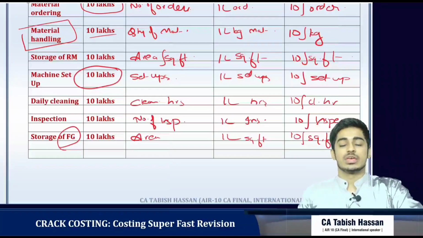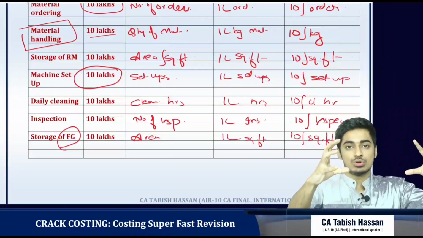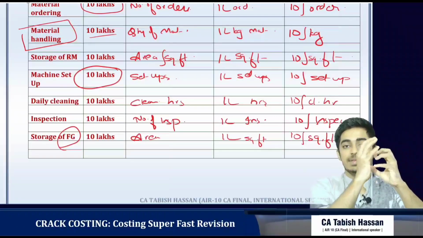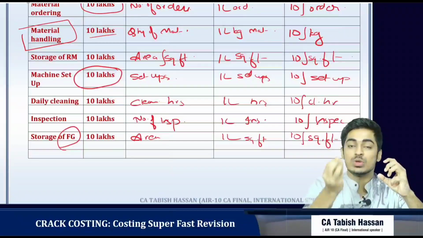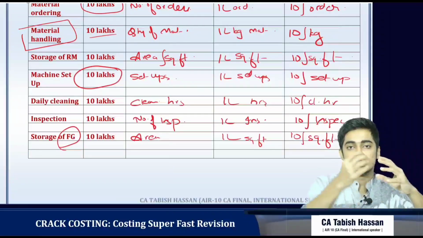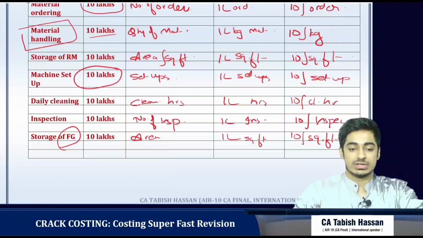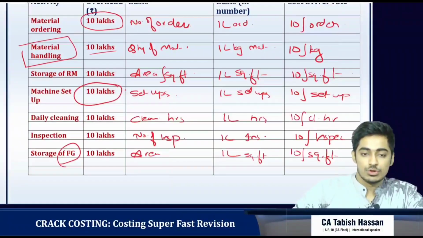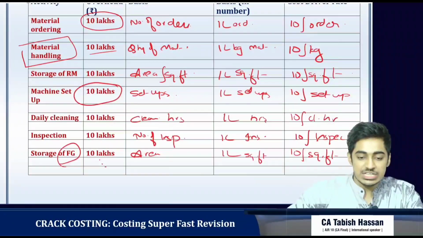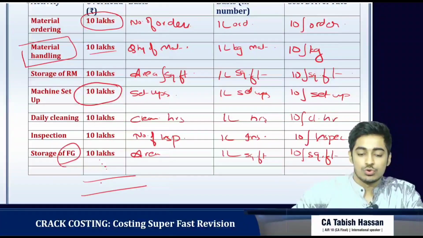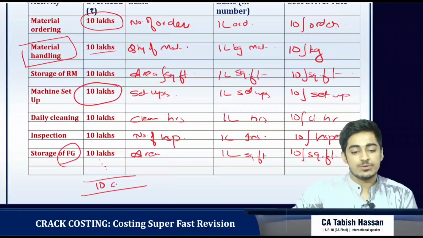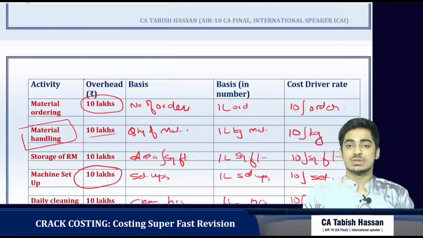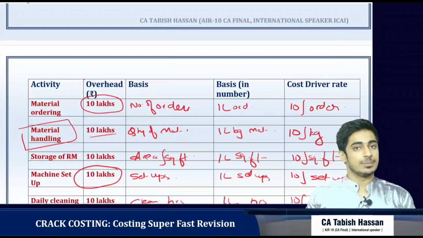So this way, we break the total overheads into different activities, and for every activity, we link it with a suitable basis based on which the cost is incurred. So that's how we bifurcate the total overheads. Now I've taken only a few, so when I do the total of all these overheads, there will be a lot more. When I do a total of all these overheads, it finally comes to 10 crore. So when I do a total of all these overheads on a gross basis, it would match with the total overheads of the company.